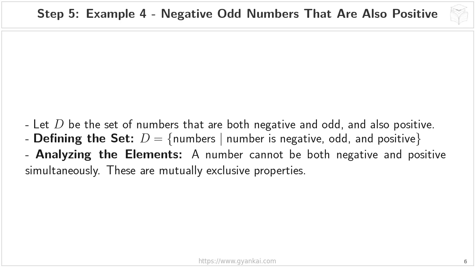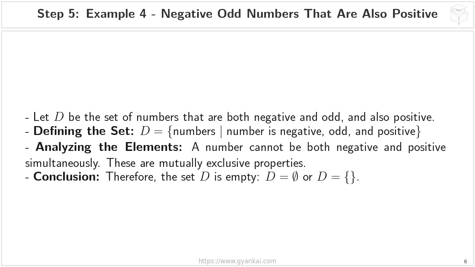Can a single number be both less than 0 and greater than 0 at the same time? No, it can't. These properties are mutually exclusive. They can't both be true for the same number. Therefore, because no number can simultaneously satisfy all three conditions, being negative, odd, and positive, the set D contains absolutely no elements. This means D is an empty set.